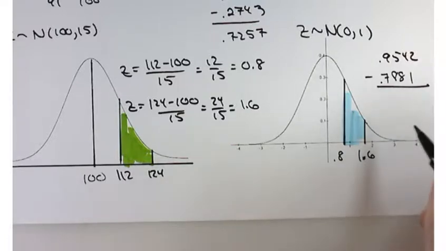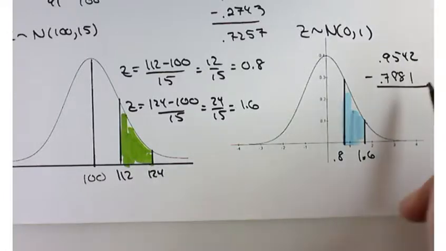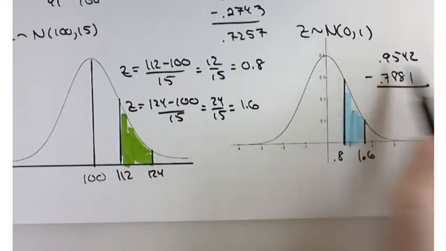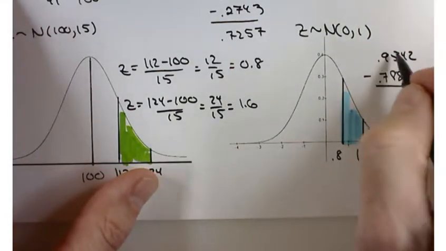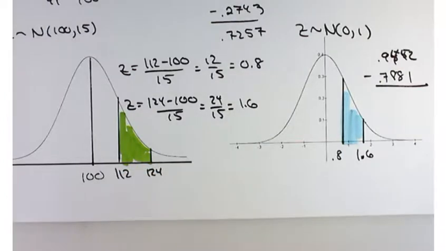So I'm getting about 0.1661. No. How about 0.1551? Did I interchange these? 0.9452. Thank you. All right. 0.9452. Rats.